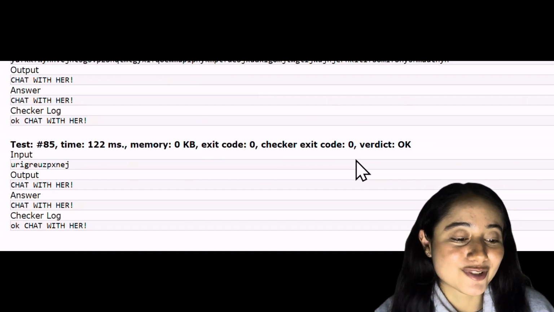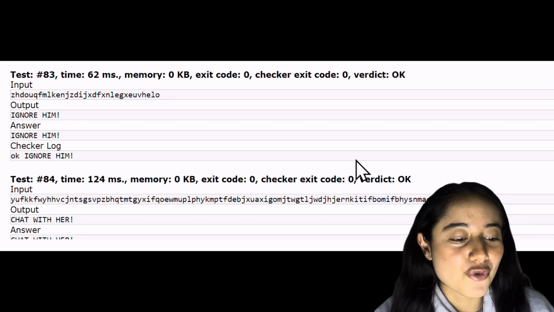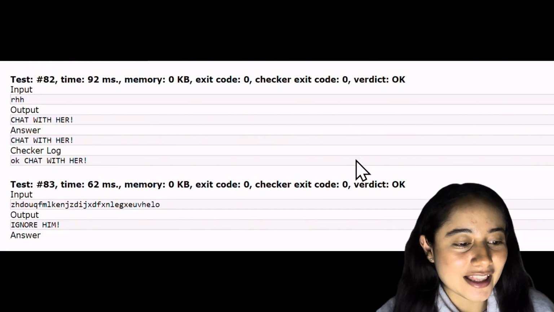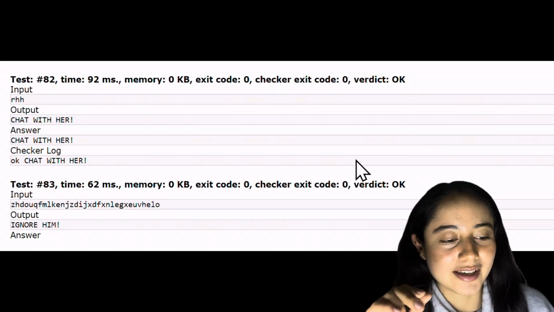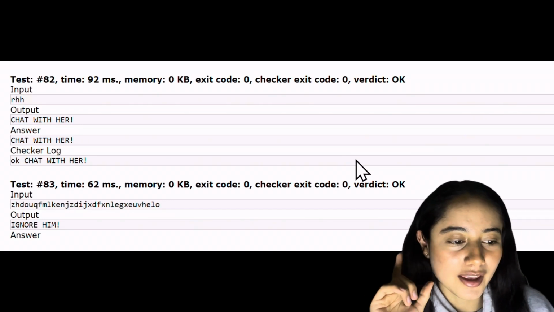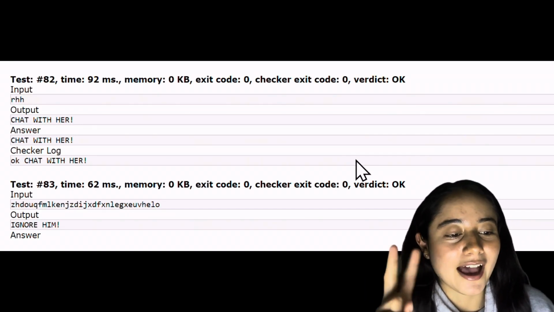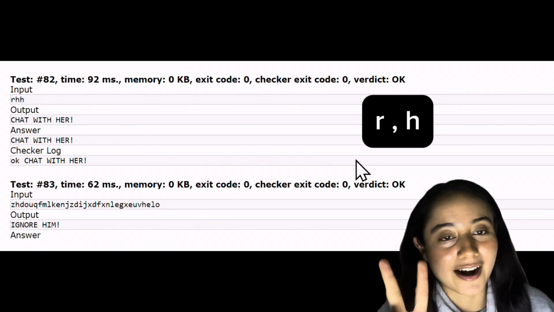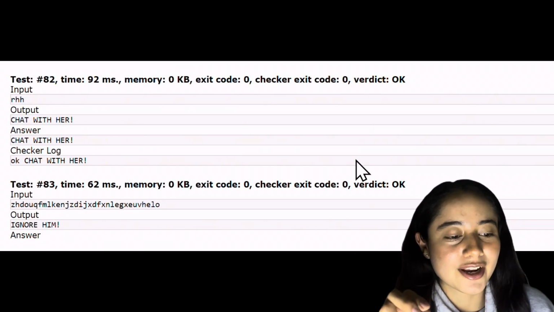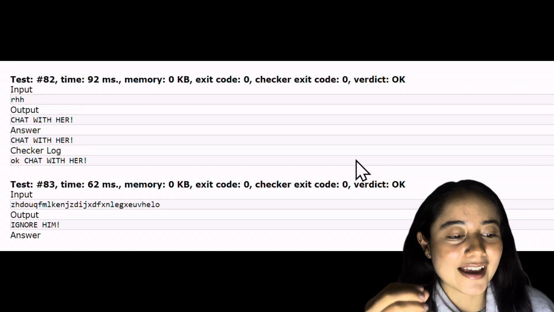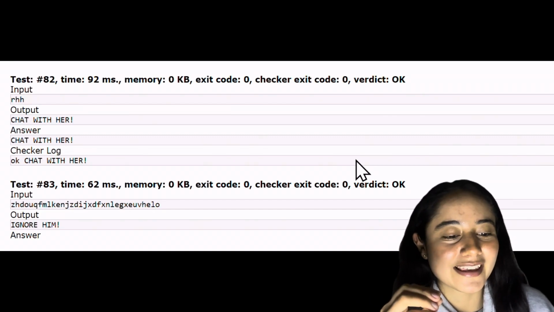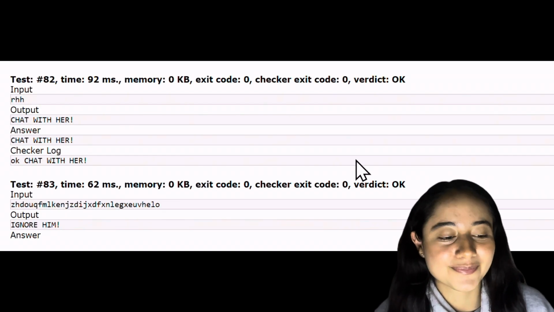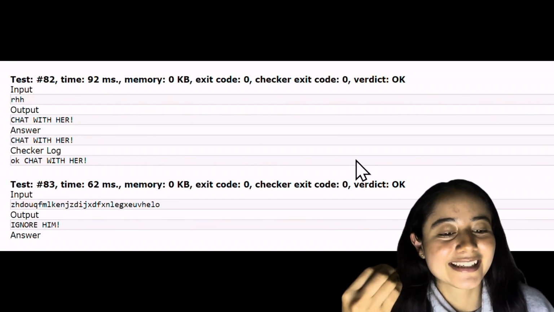from the online judge. And if we look especially at test number 82, we can check that RHH has 2 distinct characters, R and H. Therefore, its output is "CHAT WITH HER!", because 2 divided by 2 has remainder 0. That means it's even.